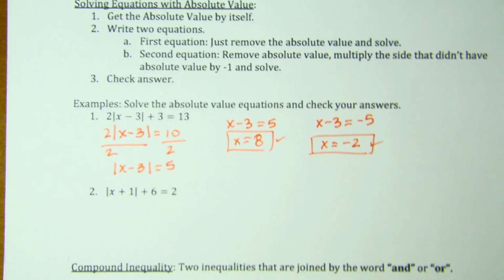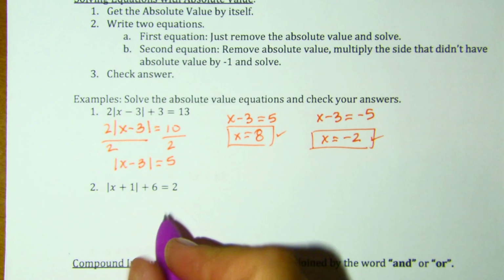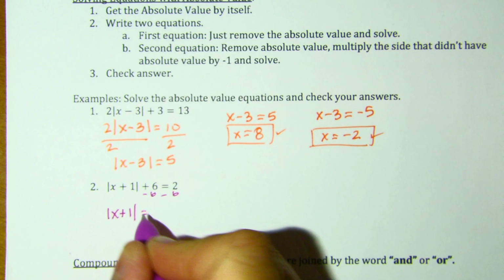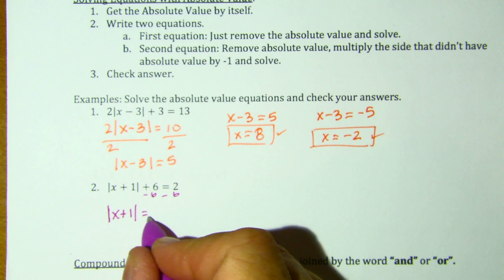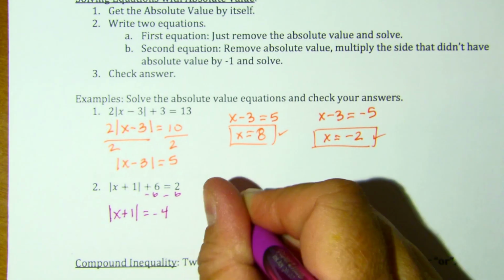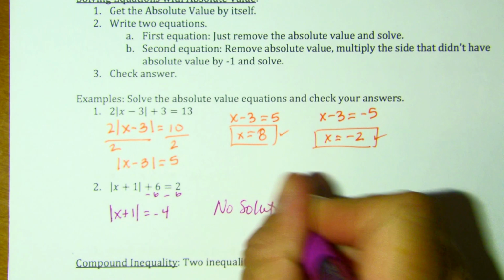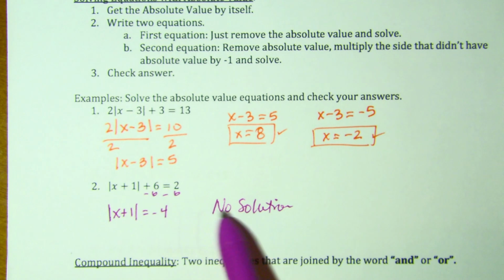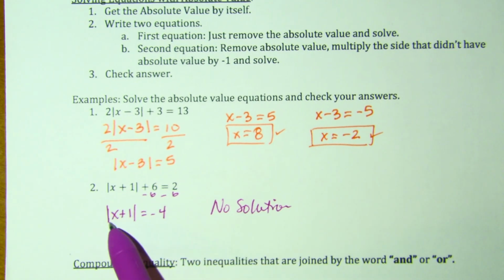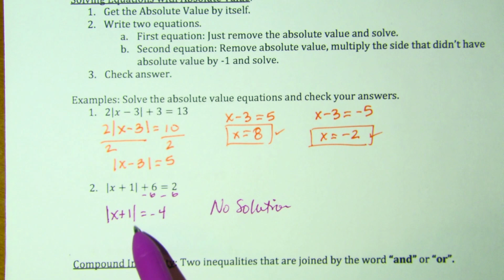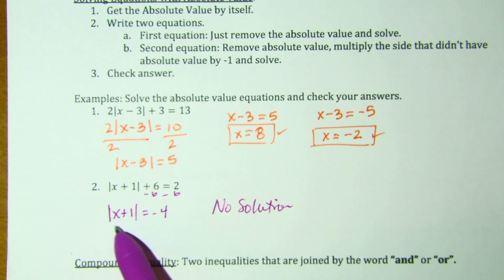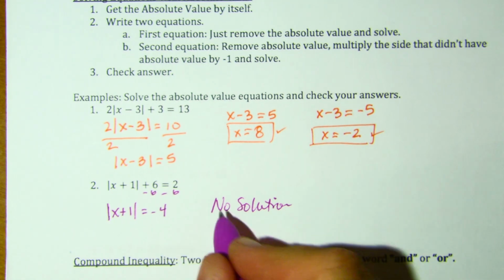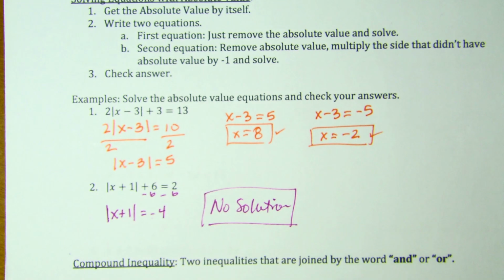For the next example, I have absolute value of x plus 1, plus 6 equals 2, and I can go ahead and subtract 6 right here. And I have absolute value of x plus 1 is equal to negative 4. And right there, I can go ahead and write no solution. And the reason why is because the result of an absolute value can't be a negative number. Now, you can't make this conclusion until you get the absolute value by itself. But when the absolute value is by itself, there's nothing else on this side, there's no negative out front or anything like that, and that's equal to a negative number, you can go ahead and write no solution because you can't get a negative result from absolute value.